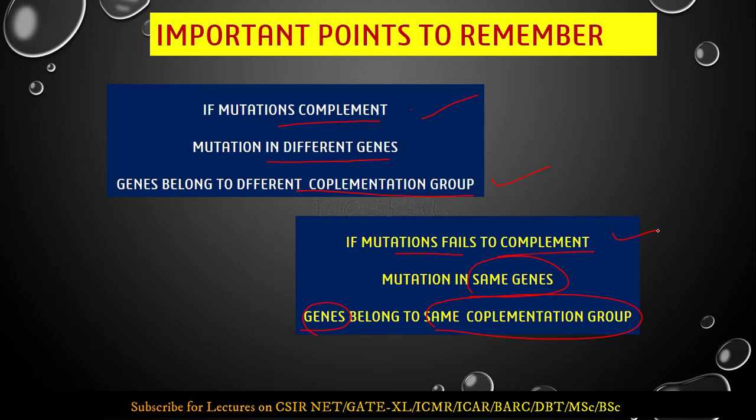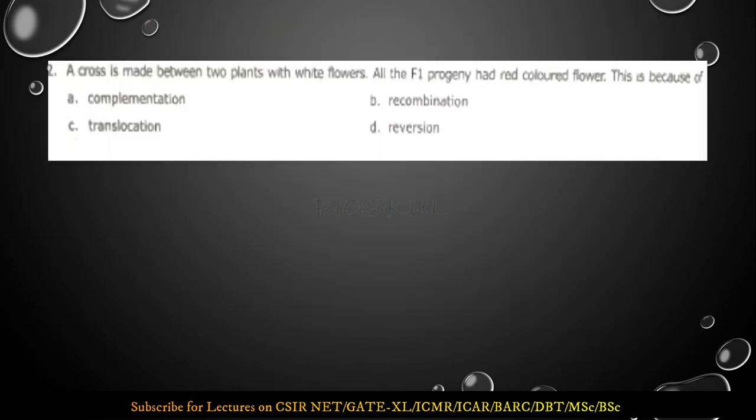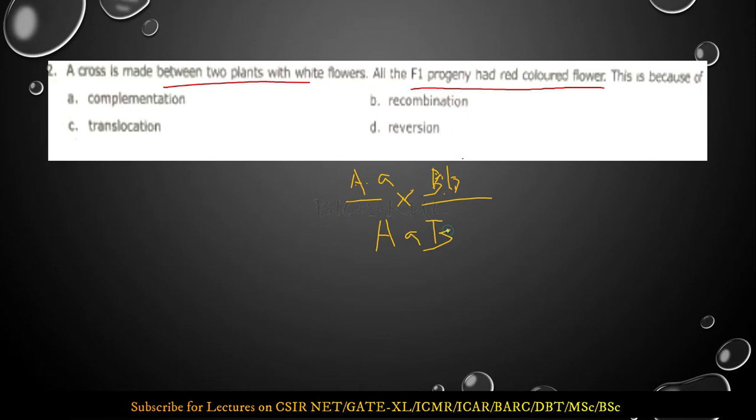Let's solve some questions and understand this topic. A cross is made between two plants with white flowers. All F1 progeny have red colored flowers. Let's say these two genes code for the white colored flower. If we cross these plants, then what will we get in the F1 generation? We will get capital A, small a, capital B and small b in the F1 generation, and the plant in this F1 generation has flowers that are red in color.